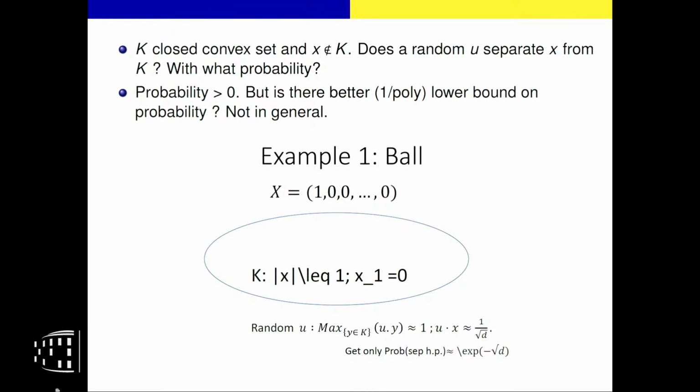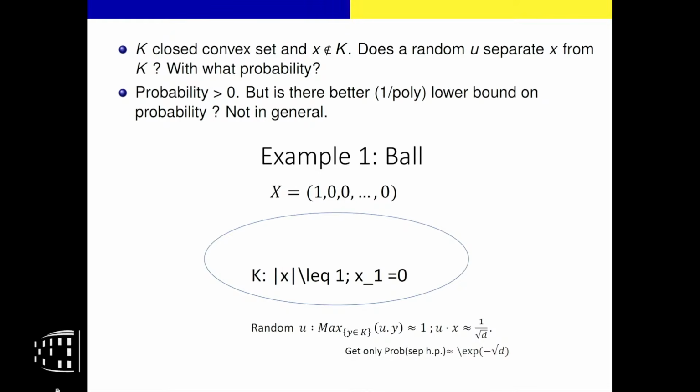But is there a better bound, at least a 1 over poly lower bound on the probability? That's not so in general. Here's an example. I'm sitting in d dimensions. The convex set K is in d minus 1 dimensions. It's a unit sphere, except x1 is 0. It's one dimension lower. And x is a point which is in that dimension, actually, so (1, 0, 0). x doesn't belong to K, obviously.